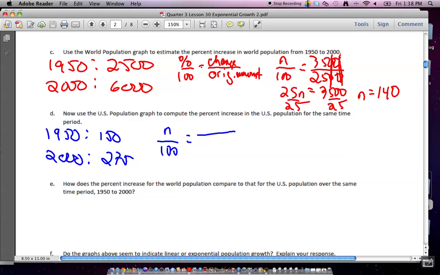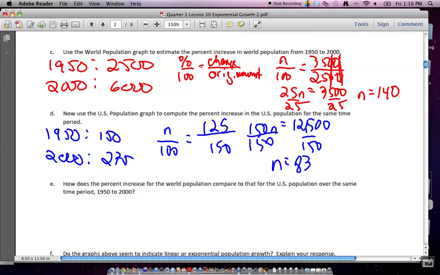Now, what is the change? If you go from 150 to 275, what's the change? 125, good. And what's the original amount? 150. Let's do some cross multiplying here. 150n equals 12,500. Divide by 150. And I believe n works out to be 83.3 repeating. But double check that, make sure it works on your end. Okay? All right.